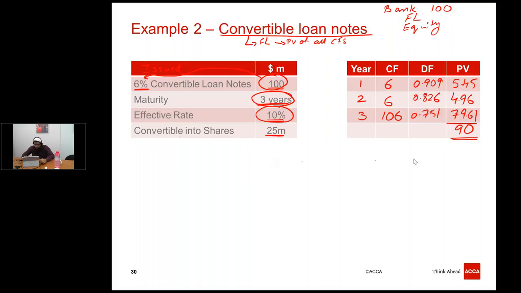Thank you, Faraz. So the present value of all future cash flows is actually 90, and the remaining amount of equity is actually 10. So this is how we are going to record the convertible loan notes initially at year 0 when we have issued them.